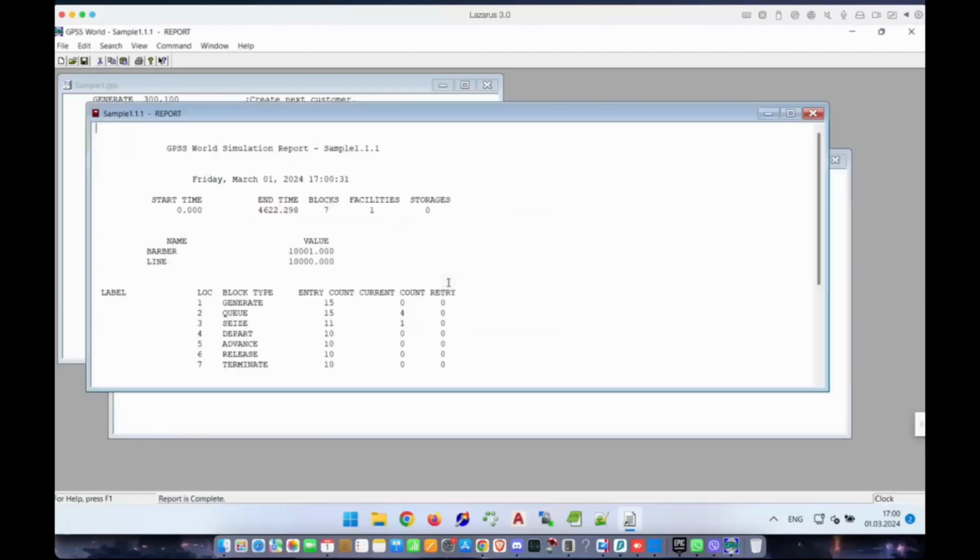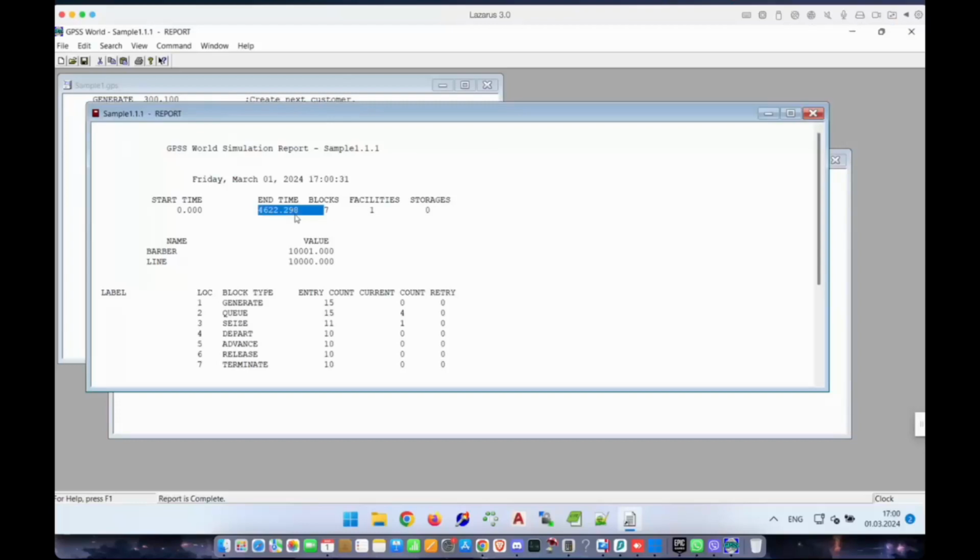So let's run it, clicking OK. What do we have? We have a small report. Here we have the beginning time of the simulation. Here we have the ending time of the simulation.